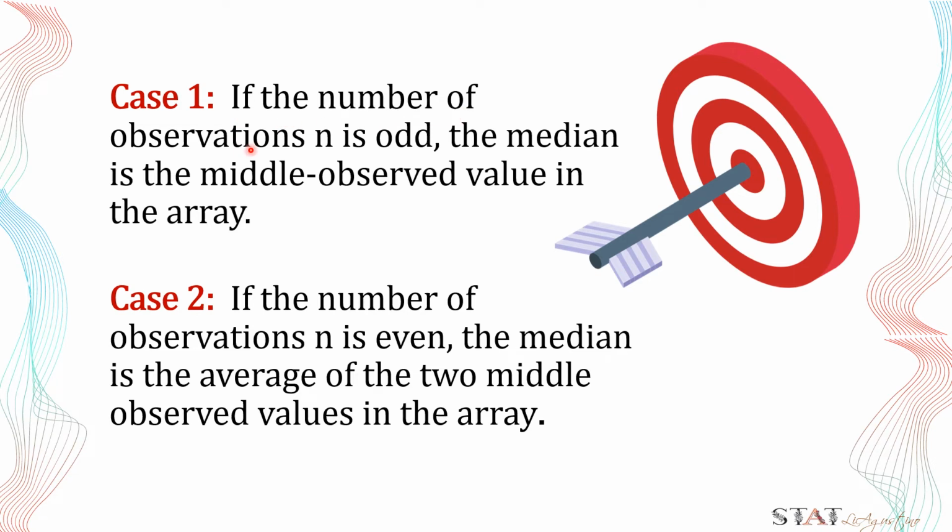In case 1, if the number of observations n is odd, the median is the middle observed value in the array. Take note that the first step in finding the median, denoted by MD, is to arrange the observations in an array. Then you just look for the center or middle observed value. In case 2, if n is even, the median is the average of the two middle observed values in the array.